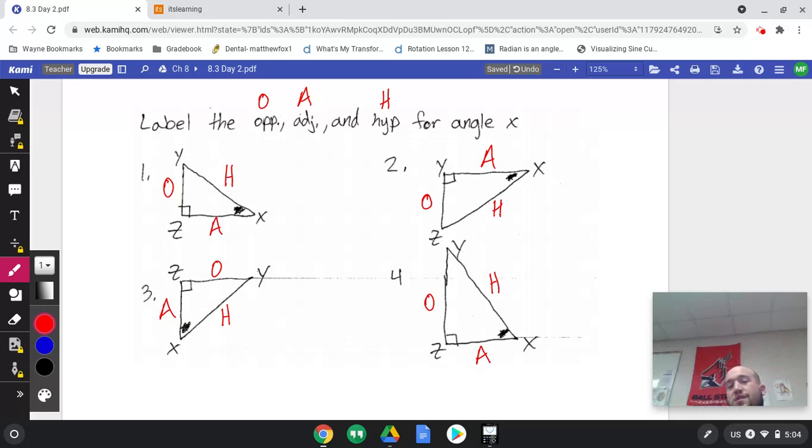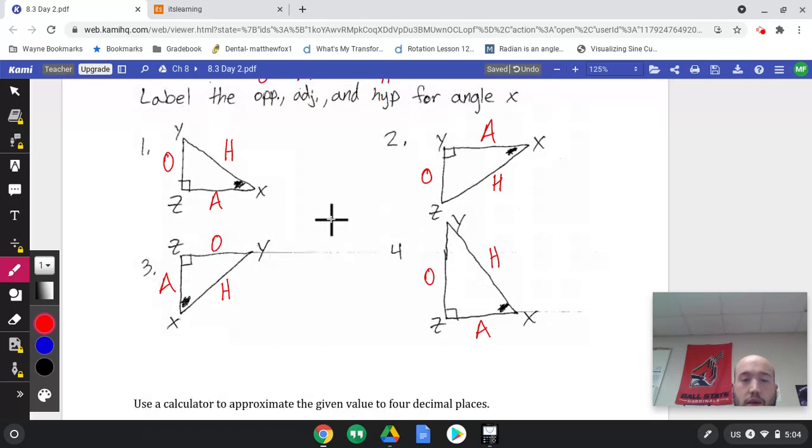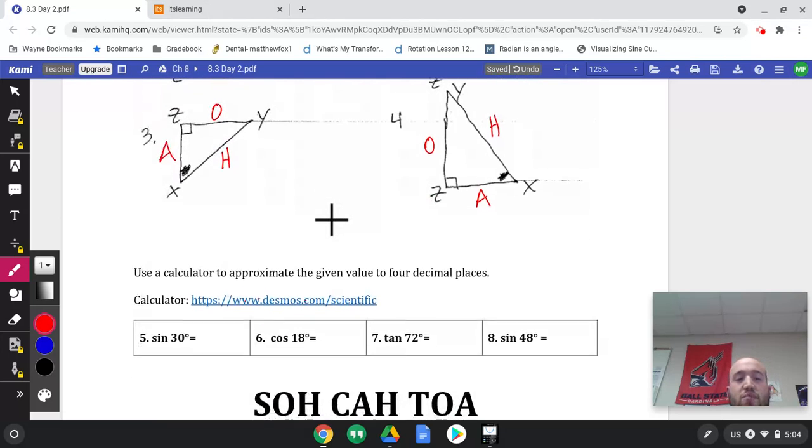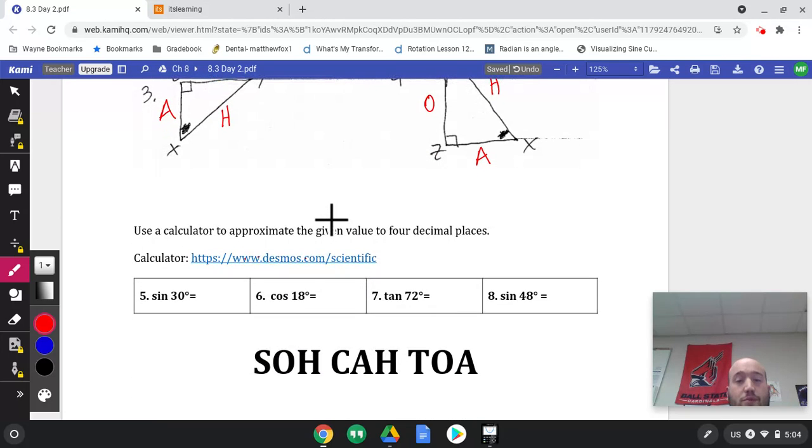Okay, so if you can't consistently find those, please let me know, because we need to understand how to find O, A, and H, or else this is going to be very difficult in these next couple days. So today we are going to use our calculators to help us approximate some values. On Thursday we found those ratios. Today we're going to use our calculator.